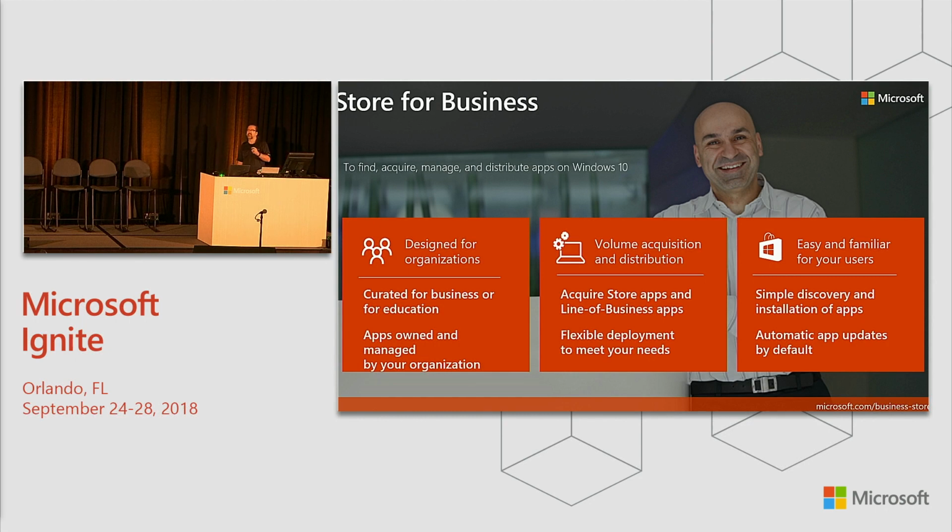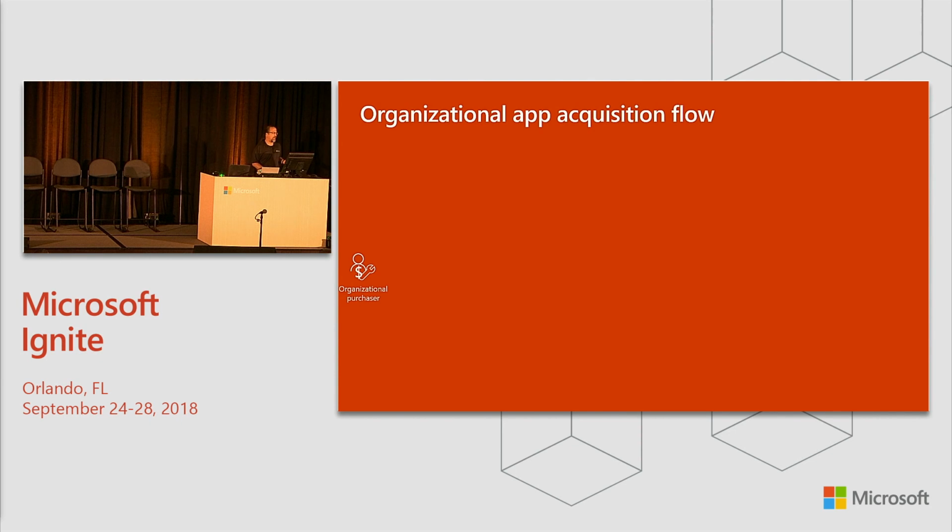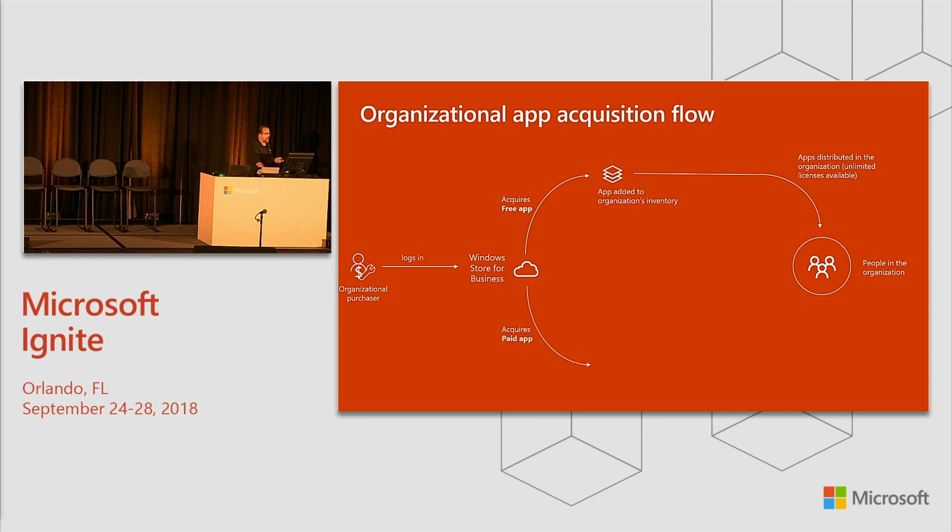And it looks just like the regular Microsoft Store. So if they're already familiar with the Microsoft Store, the application and the process will be somewhat easier for them. You can also take these items, create collections, and target specific collections for specific users within the store. In the organizational app acquisition flow, the organizational purchaser logs in to Store for Business and acquires a free app. The app is added to the organization's inventory, and then the people in the organization will just get and install the application.